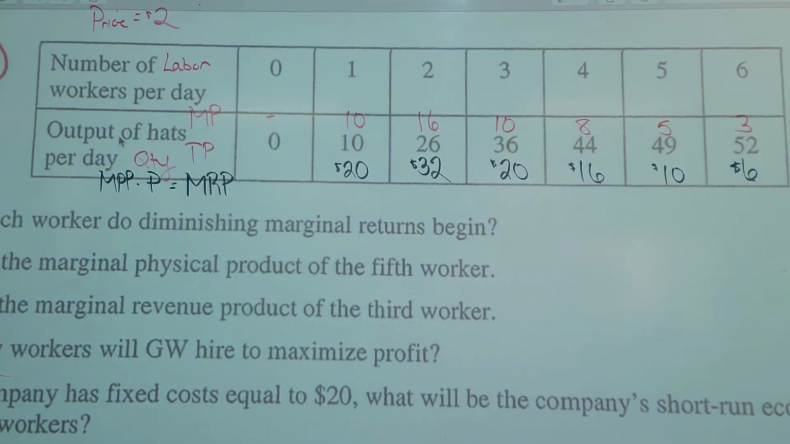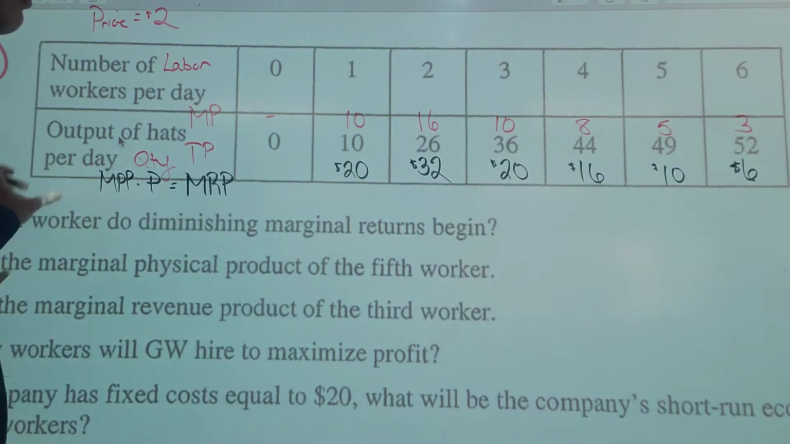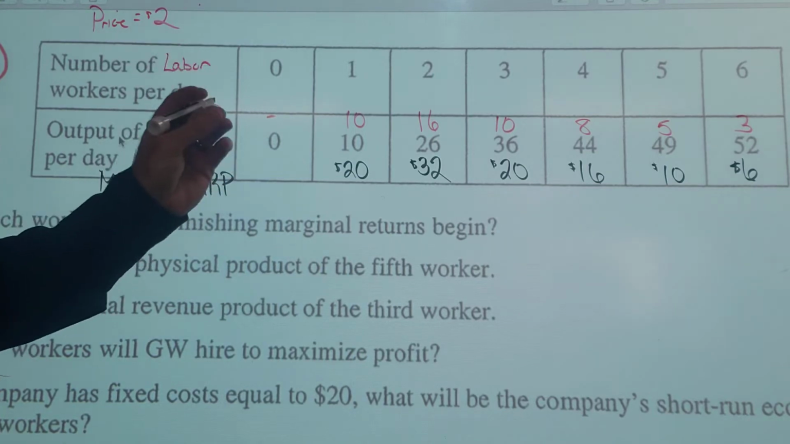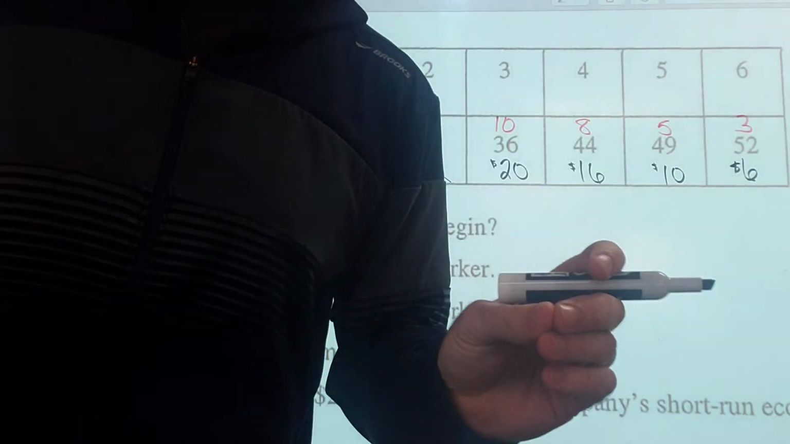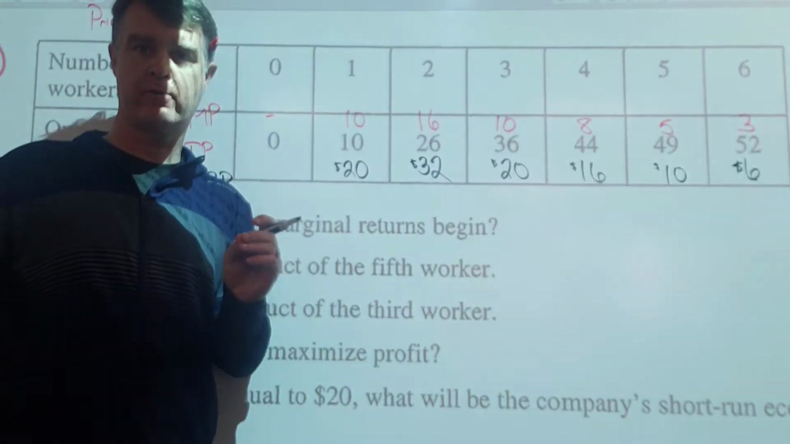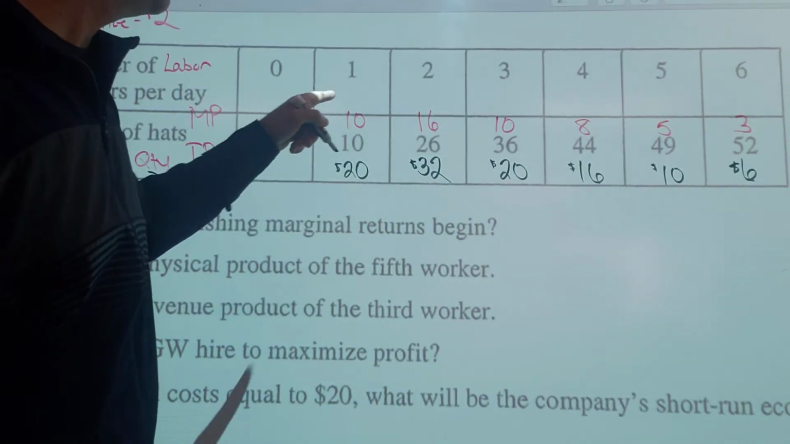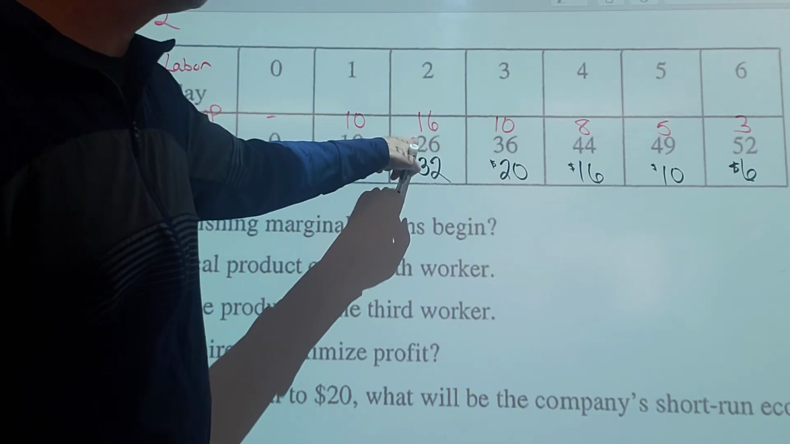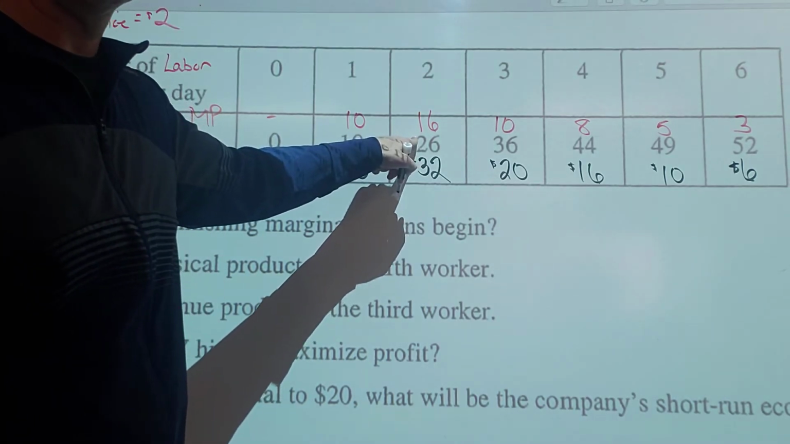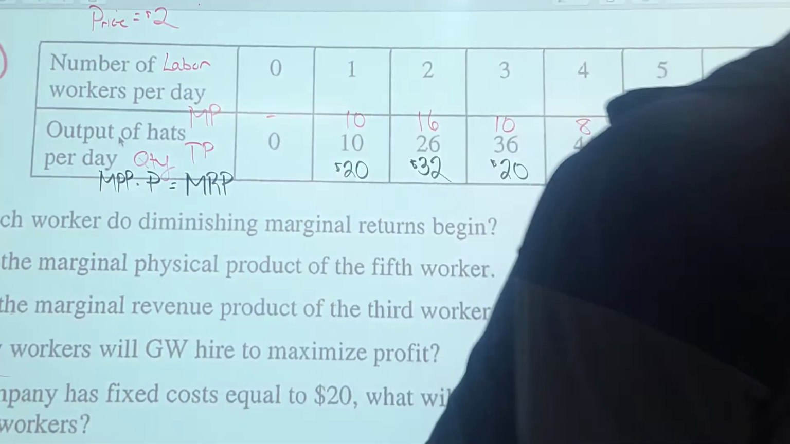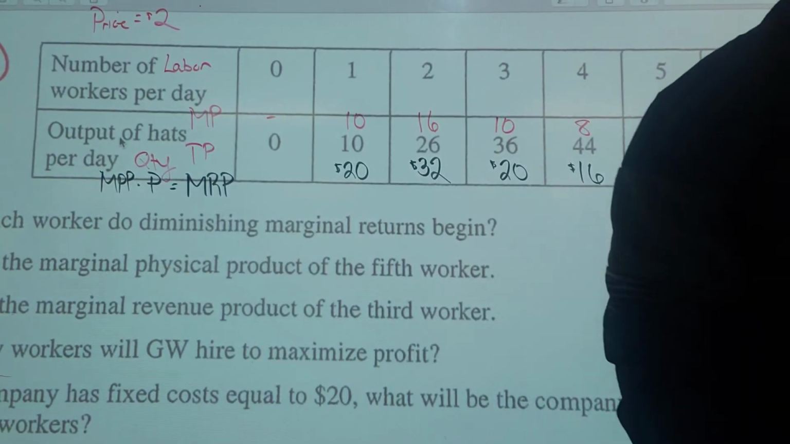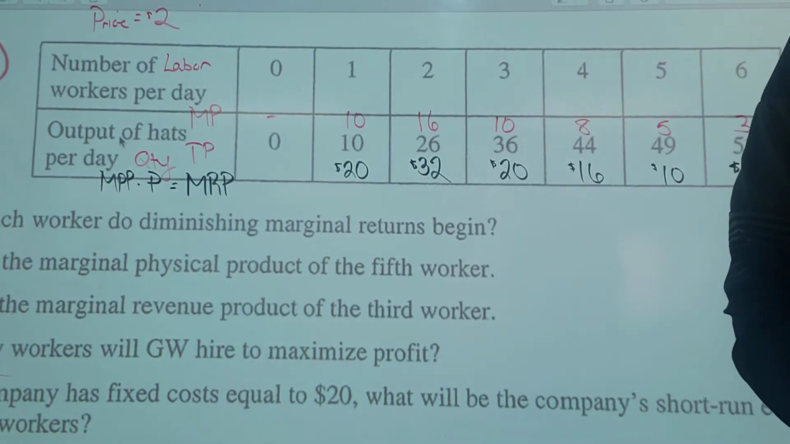A says, after which worker do diminishing marginal returns begin? The word after, which I've zoomed in and you can't read, but the word after is important. It doesn't say diminishing marginal returns begins with the hiring of which worker. It says after which worker. It begins 10 to 16. That is increasing marginal returns, right? 10 to 16 is increasing marginal returns. So that is not it.